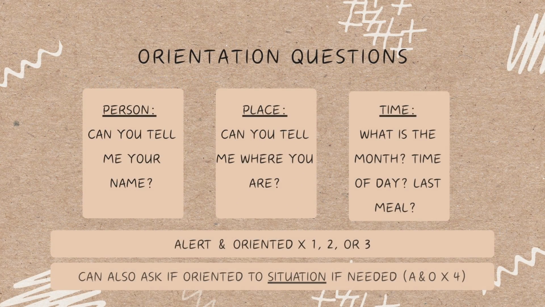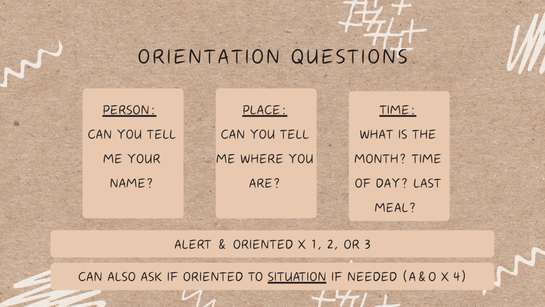Orientation questions that you need to ask your patient is person, place, and time questions. For person, you're going to ask, can you tell me your name? For place, can you tell me where you are? And time, what is the month, time of day, last meal? Something that can indicate to us that they understand what time it is.